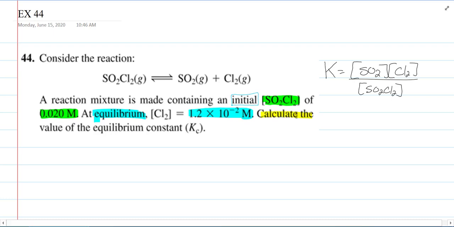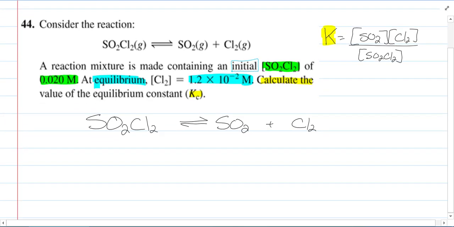So now we have to calculate K. So we're looking for this. I only know Cl2's concentration. I don't know anything else. So I'm going to rewrite the reaction. SO2Cl2 goes to SO2 plus Cl2, and this is where we get to introduce to you the ICE table. And the ICE table will be something you will have to do in every chapter until the end of the course. And ICE stands for initial, change, and then I'm going to put equilibrium or end. So we have an ICE table.